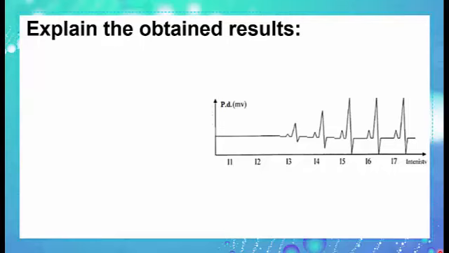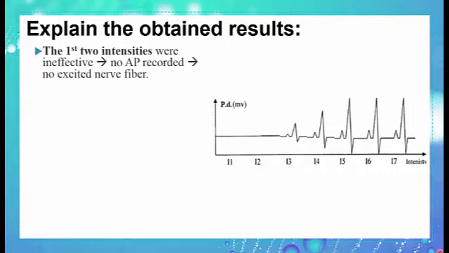To understand the situation of a nerve, we have to keep in mind that a nerve is a bundle or a group of nerve fibers. So we are not talking about one axon, we are talking about a group of axons. Let's explain each result. At I1 and I2, no response was obtained because no nerve fiber was excited. It's normal. Why is the amplitude from I3 till I5 increasing?